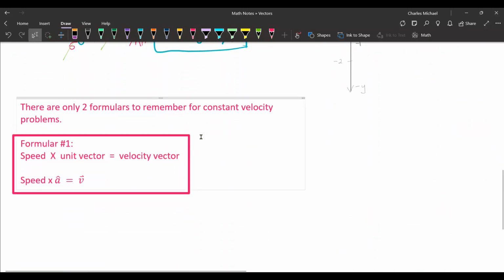So we got one formula here. The speed multiplied by the unit vector of direction gives us the velocity vector.